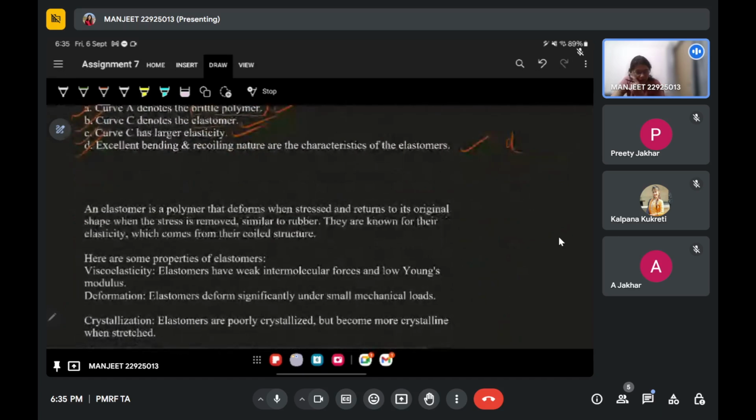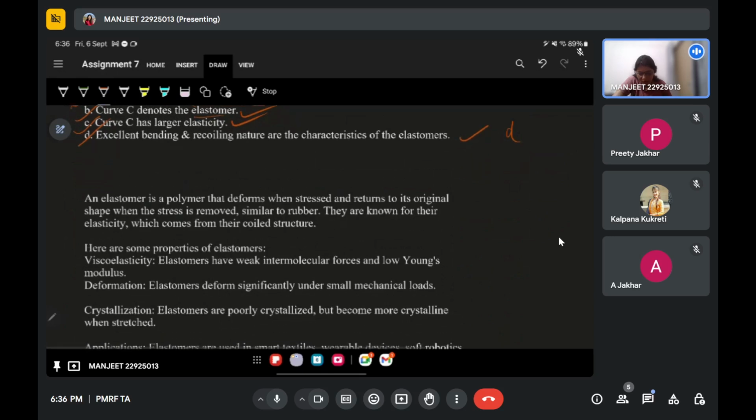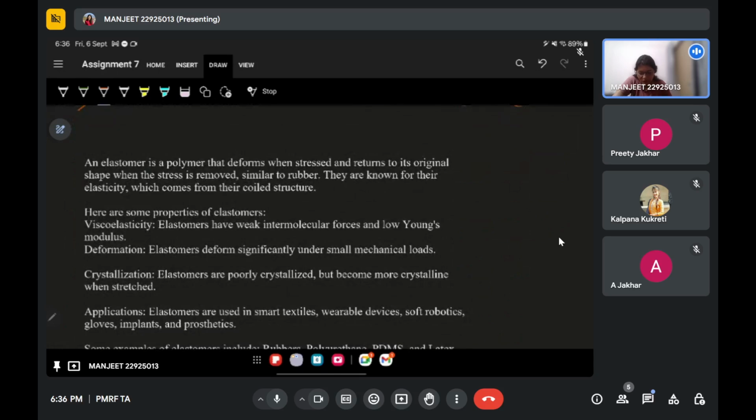Also, if I summarize this, an elastomer is a polymer that deforms when stressed and returns to its original shape when stress is removed, similar to rubber, and they are known for their elasticity, which comes from their coil structure. Here are some properties of the elastomer. Elasticity: elastomers have weak intermolecular forces and low Young's modulus. Deformation: elastomers deform significantly under small mechanical load.